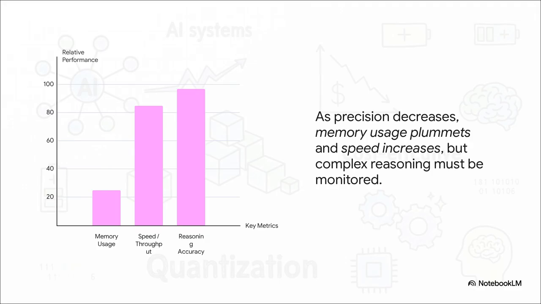In this chart, it lays out the fundamental trade-off just perfectly. As you move to lower precision, so from left to right here, look what happens. Your memory usage absolutely plummets and your speed and throughput go through the roof. But you have to keep an eye on that third bar, complex reasoning accuracy. It holds up surprisingly well, but if you get too aggressive with the quantization, it can start to take a hit. The whole game is knowing which tasks can handle that trade-off.